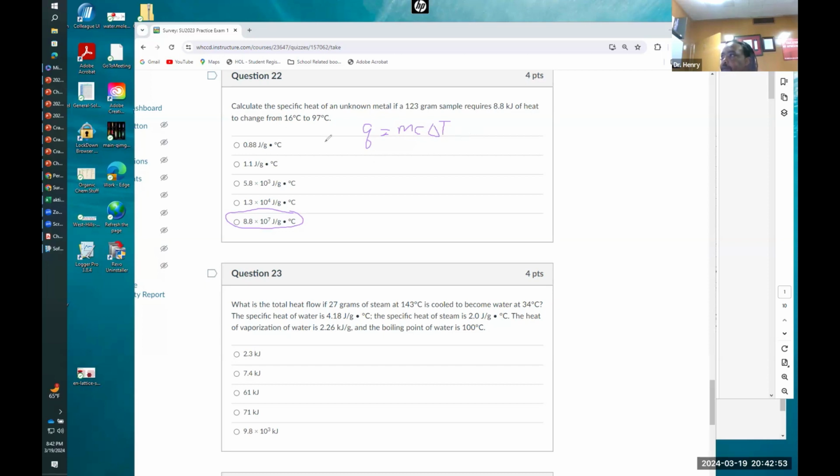So in this case, we have our heat, we have our mass, and we have the change in temperature that we can calculate. We're looking for our specific heat, so we're looking for our C value. So we want to modify our equation so that we solve for C. So C is going to be equal to Q divided by mΔT.